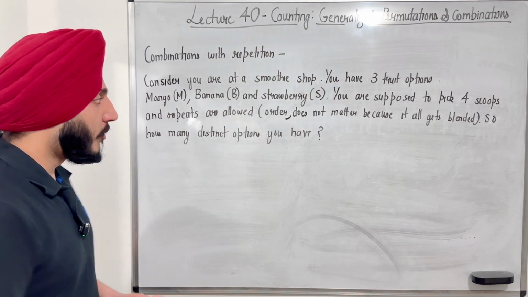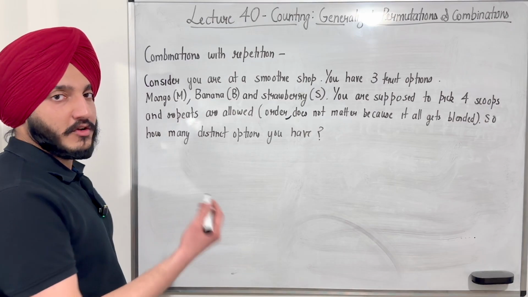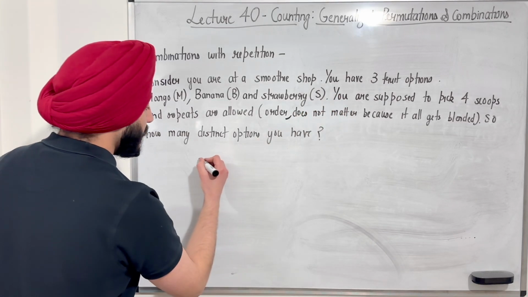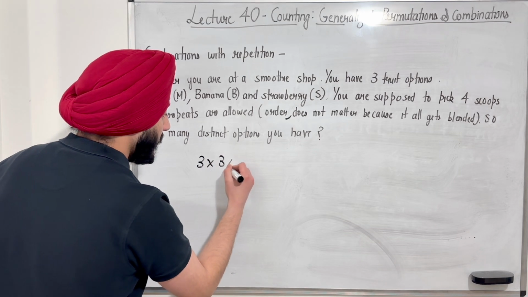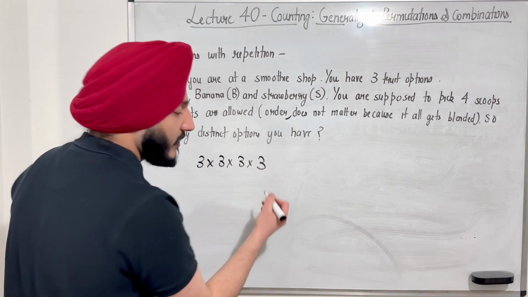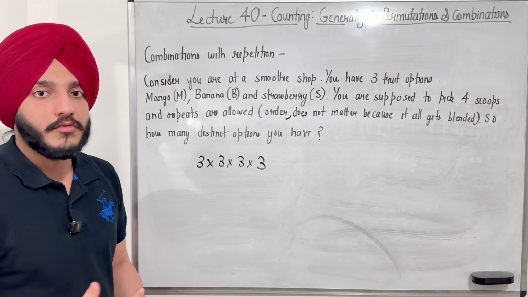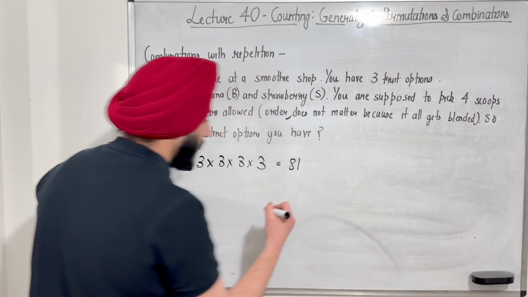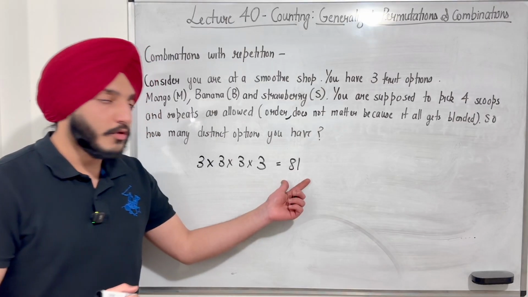would be, since repetition is allowed and we have 3 fruit options, why not just multiply 3 by 3 by 3 by 3? That's what we did for a lot of questions that we covered so far. This would result in the value 81. But the problem is that this would be incorrect.